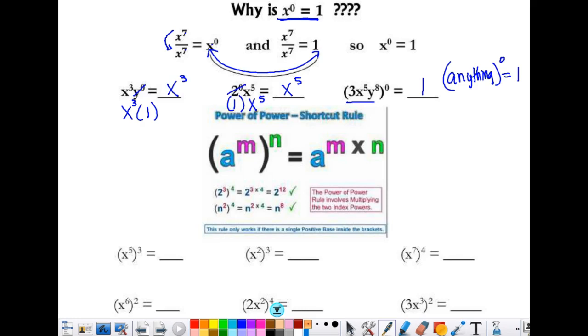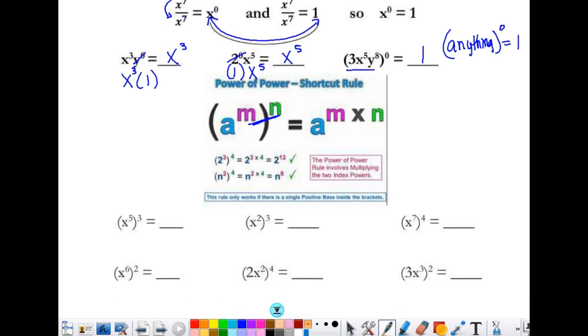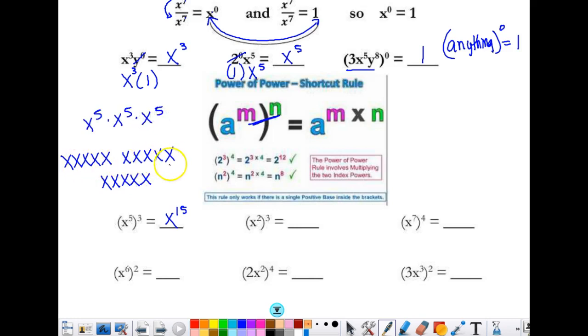This next section is helping us with power to a power. When you have a power to a power, you multiply. Okay? So we have x to the 5th to the 3rd power. You multiply that and you get x to the 15th. The reason is this. You have x to the 5th 3 times. X to the 5th and x to the 5th. It's like x to the 5th 3 times. And so if you count all those up, that's x to the 15th power.